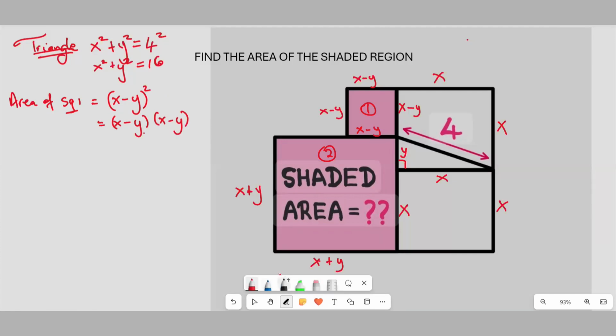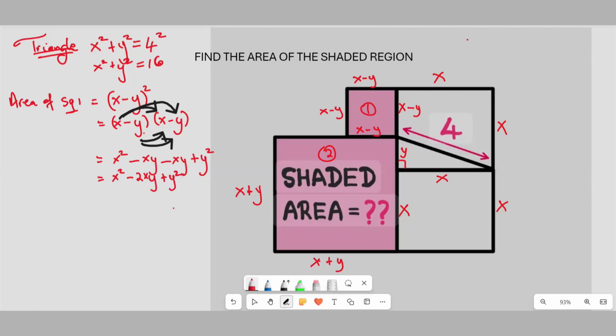And then we could FOIL this out. So x will go with the x, and then x will go with the negative y, then negative y with the x, and then negative y with negative y. So let us write out what we got. When x goes with x, we're going to get x squared. When x goes with negative y, we're going to get negative xy. When negative y goes with x, we're going to get negative xy again. And negative y times negative y gives us positive y squared. If we finalize this, we have x squared minus 2xy plus y squared.